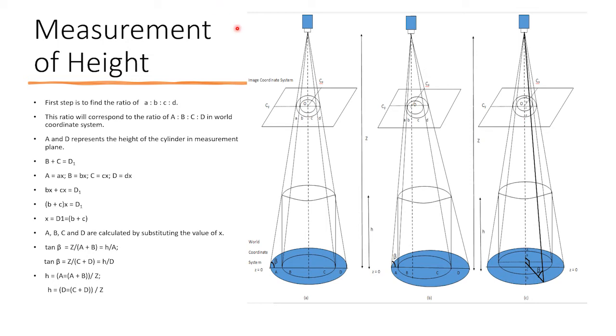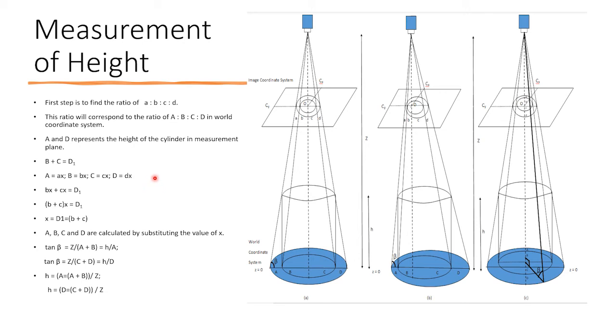Now we already know the optical center of the camera from the calibration results. As we know the extreme points and the optical center of the camera coordinates, we can calculate the ABCD ratio. Now this ABCD ratio corresponds to the capital ABCD ratio in world coordinate system, where A and D represent the height of the cylinder and B plus C is the diameter of the cylinder, which we have already calculated in the previous step. The diameter of the cylinder, we have denoted it by d1 in this equation.